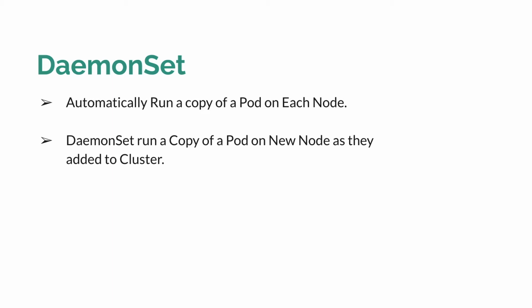So whenever we create a daemon set, it will execute a copy of the defined pod on each available node in Kubernetes. Plus, as you add a new node in your Kubernetes cluster, the daemon set will execute a copy of the pod on the new node as well. So the daemon set will make sure that whatever nodes are present in your Kubernetes cluster at a point of time, a copy of the particular pod defined in the daemon set will execute on each and every node which is a part of your Kubernetes cluster.